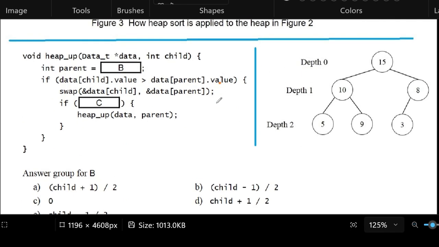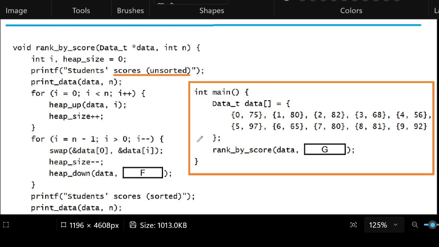While I was looking at the code, I needed to know more about what's going on. We do have a function named heap up, and that's really what I was supposed to be answering, letter B and C inside the heap up. But then I had to figure out what part of the code is using the function heap up. We have the function here and the details are here, but I needed to know which part in the code was calling the function. That's where I got into this part with the rank by score function.